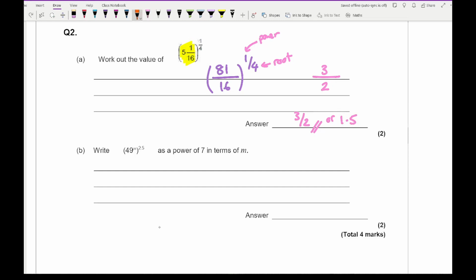So again, if I just write that a little bit bigger. Now when we've got brackets, what do we do? Well, we multiply the powers. So that's going to be the same as 49 to the power of 2.5m. Then I can rewrite 49 as a power of 7. So that's going to be 7 squared to the power of 2.5m. And then again, I've got another set of brackets, so I multiply the powers. So that's going to leave me with an answer of 7 to the power of 5m.